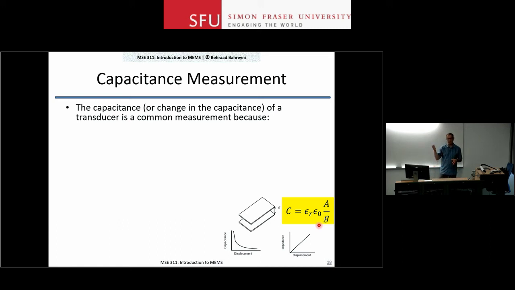Epsilon R is the permittivity of the material between the two electrodes. In MEMS situations, it's mostly air or vacuum. Epsilon naught is the permittivity of vacuum, 8.8 times 10 to the minus 12 farads per meter. And A over G is the ratio of the area to the gap. We can make capacitive sensors where the G changes, the area changes, or the permittivity of the dielectric between them changes.